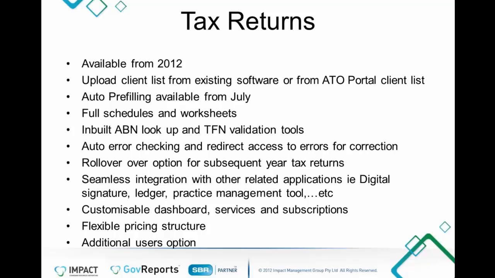All the tax returns come with full schedules and worksheets, and of course, because this is an online version, ABN lookup and TFN validation tools are available throughout the software. What it means is that when an ABN or a TFN is entered into GovReport, it will also ensure that you have entered the correct details to minimize errors. There is also auto error checking throughout the forms. Along the way when you prepare the tax return, if it detects an error, it will redirect you directly to the error for corrections.